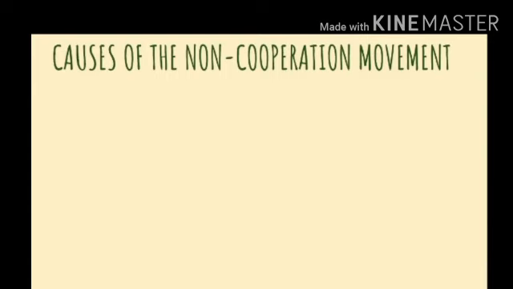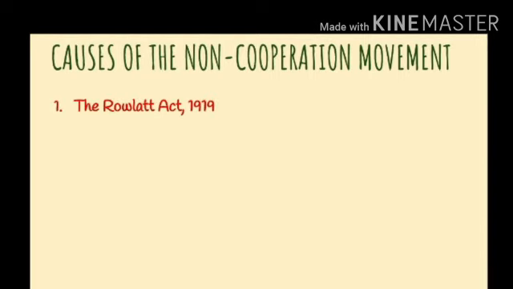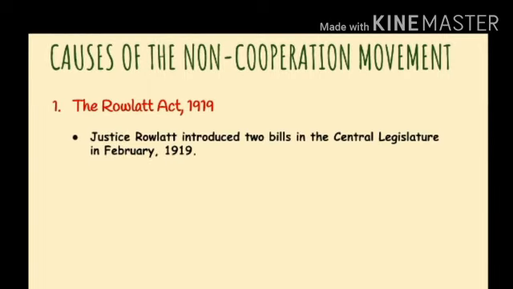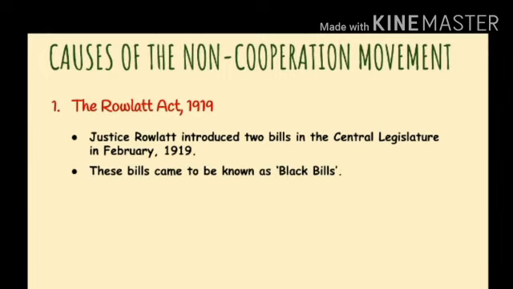Let's study about the causes that led to the launching of the non-cooperation movement in 1920. The first cause, the Rowlatt Act 1919. The Rowlatt Act was passed by the British government in March 1919. Two bills were introduced by Justice Rowlatt in the Central Legislature in February 1919, which came to be known as the Black Bills. The Act was passed to suppress the national movement.